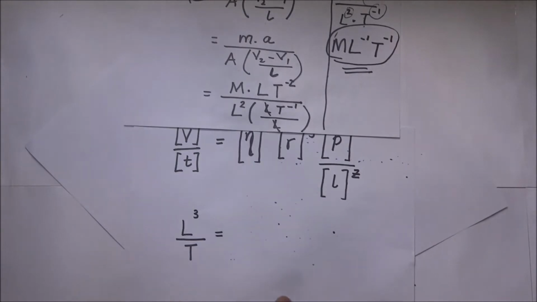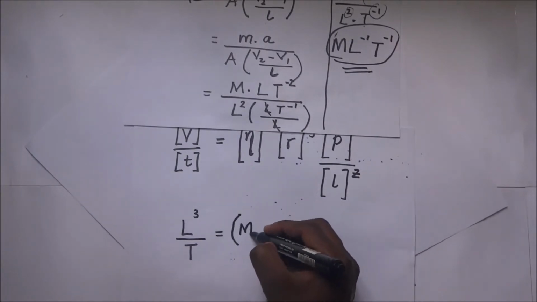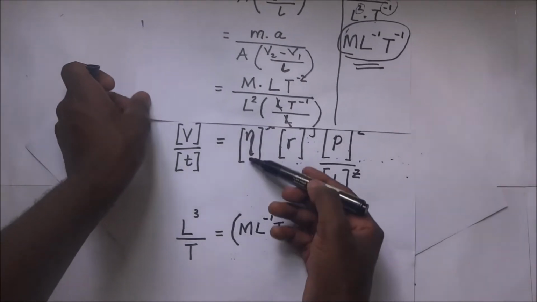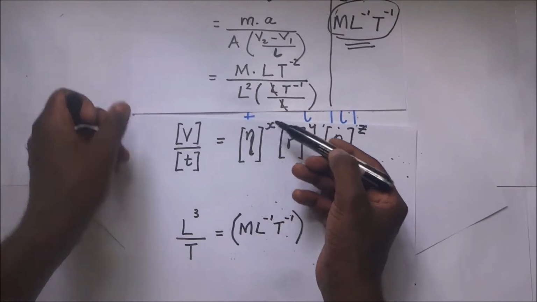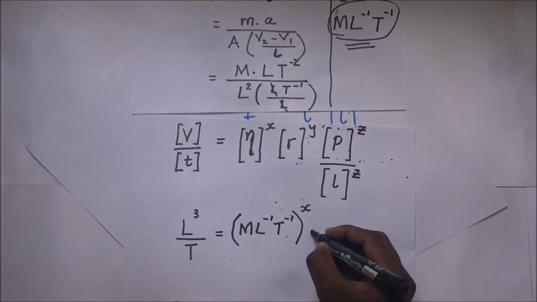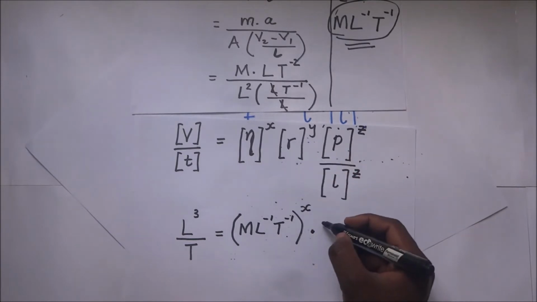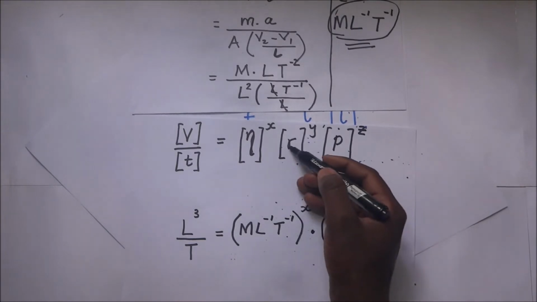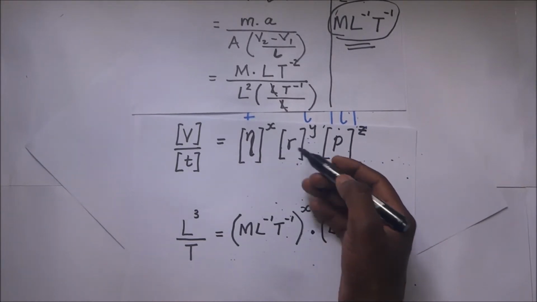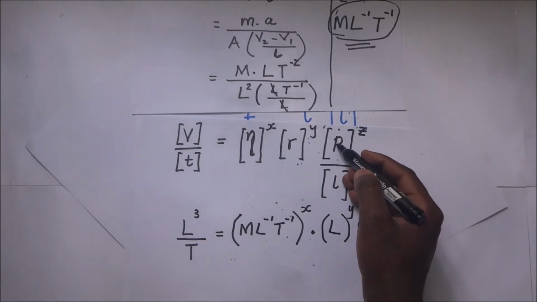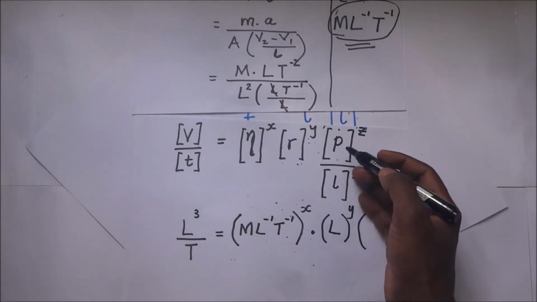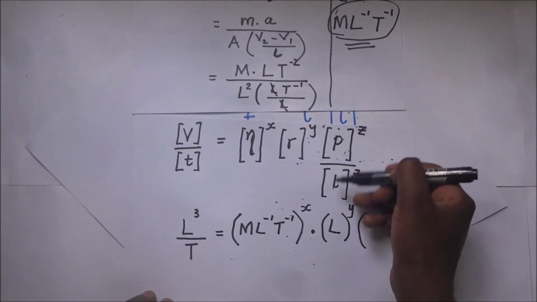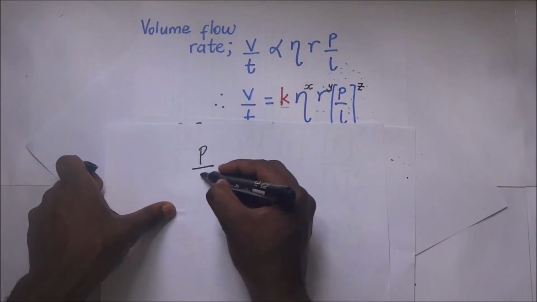The dimensions of this are m, L to the power negative 1, T to the power negative 1, and these are the dimensions of the coefficient of viscosity to the power x. Multiply that by r. R is L to the power y, because r is radius, it's a length. And then we have also the pressure gradient. Of course, now pressure over L, let's summarize it and bring one thing here. Again, we're going to do some side work for P over L. So we have pressure over the length.